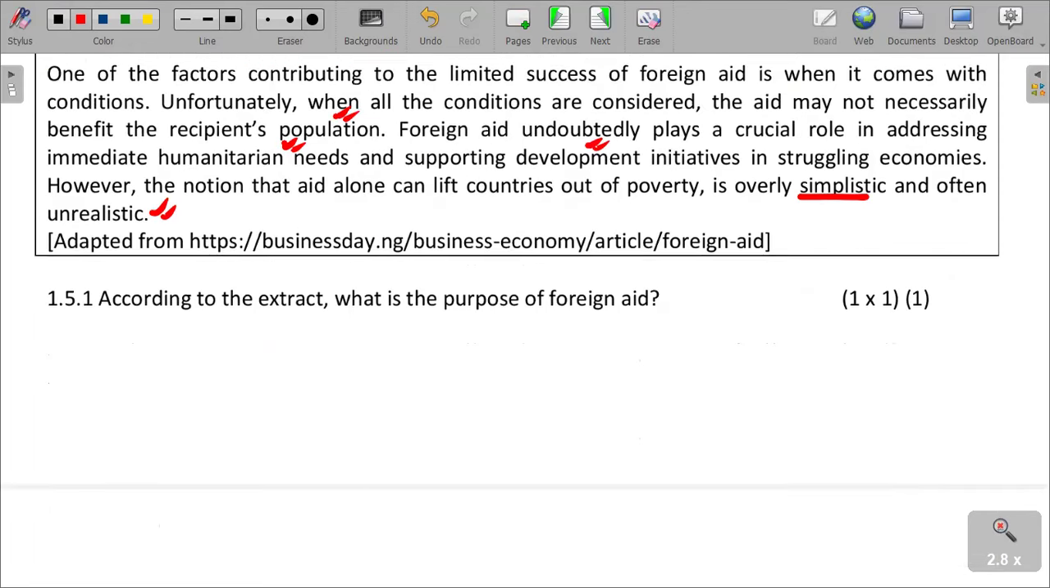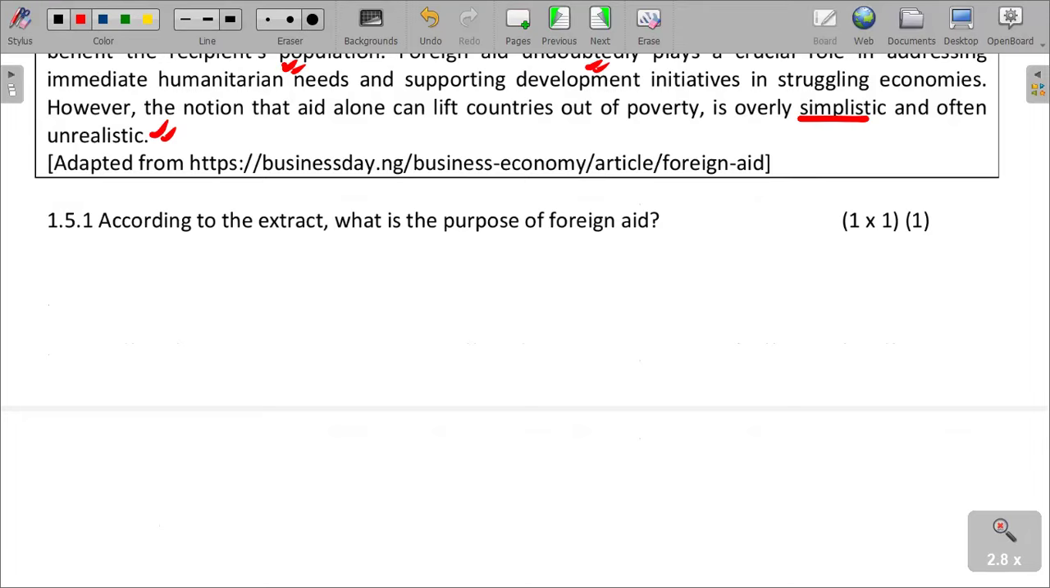So the question is saying, according to the extract, what is the purpose of foreign aid?